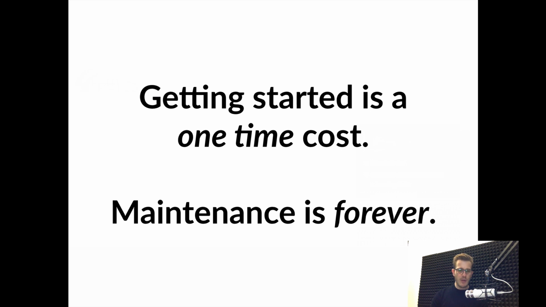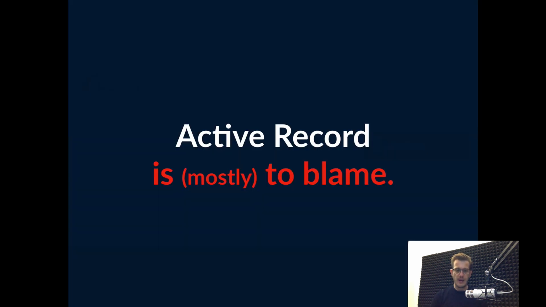So within Rails, I think there's one major component that is certainly to blame, and that would be Active Record. I think in a Rails application, Active Record is mostly to blame. And I want to say that because Active Record kind of leads you down a path of complexity.